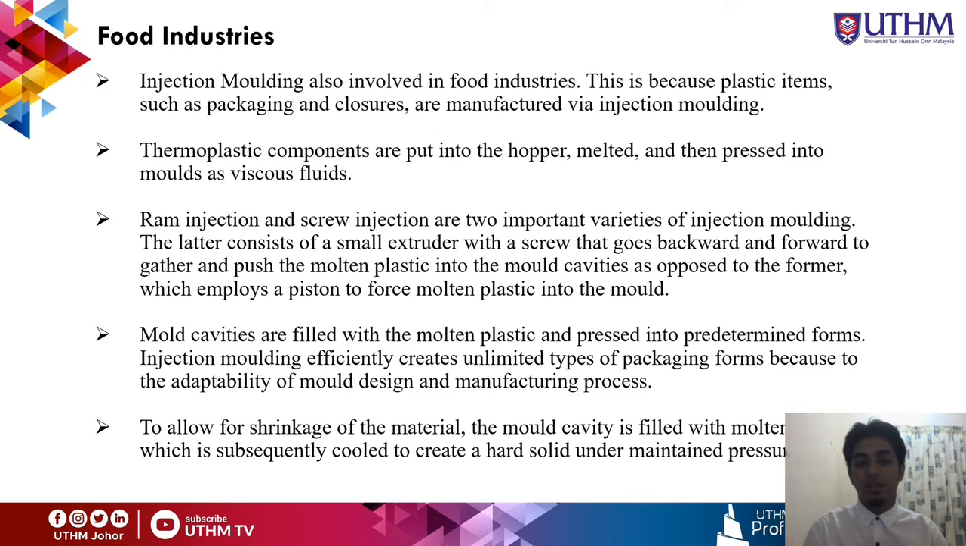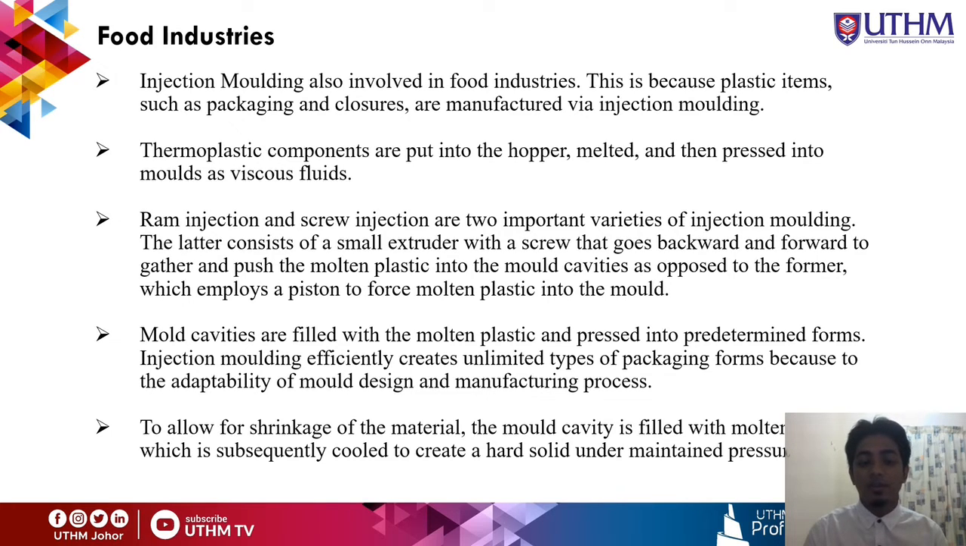For the food industry, injection molding is also involved because plastic items such as packaging or closures are manufactured via injection molding. Thermoplastic components are put into the hopper, melt, and then pressed into the mold as viscous fluids. Ram injection and screw injection are two important varieties of injection molding.